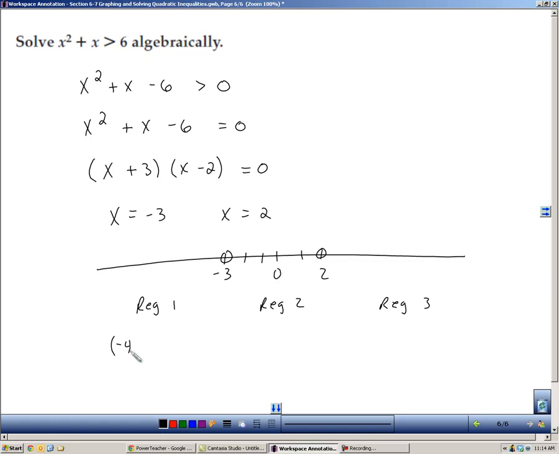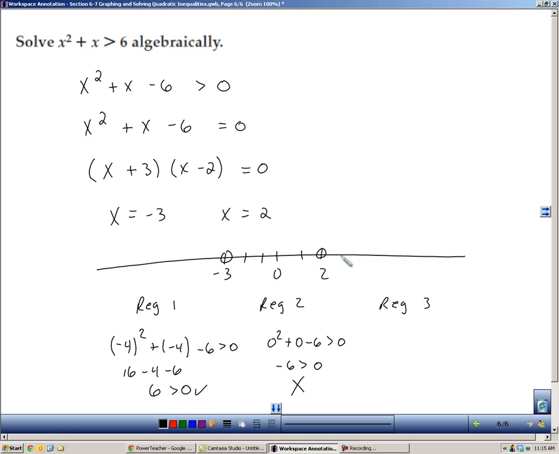I'm going to plug in -4. So that's going to be 16 minus 4 minus 6. That's 16 minus 10, which is 6. Is 6 greater than 0? That's true. So region 1 is good. Let's try something in region 2. I'm going to try 0 squared plus 0 minus 6. So that's going to give me -6 greater than 0. That's false. So region 2 is the bad region. That's where the algebra does not work.